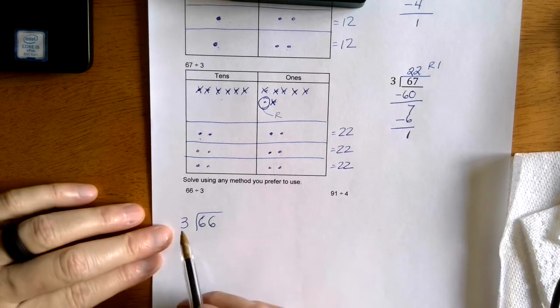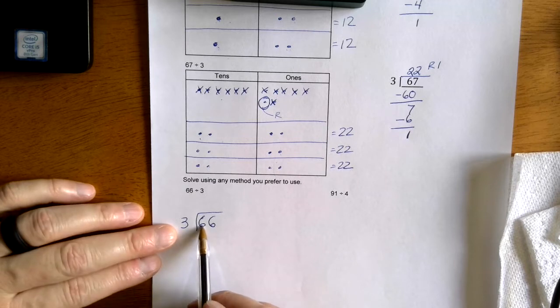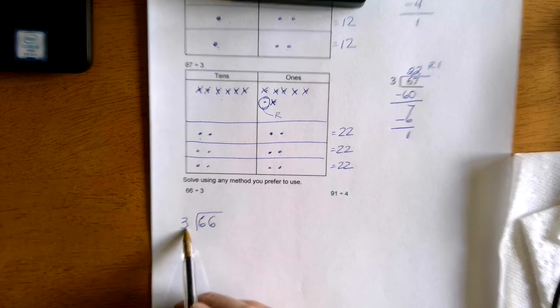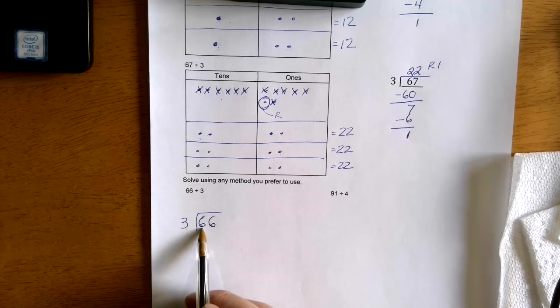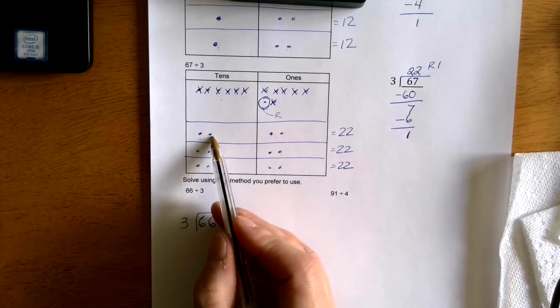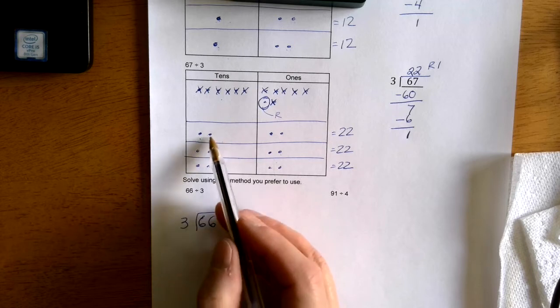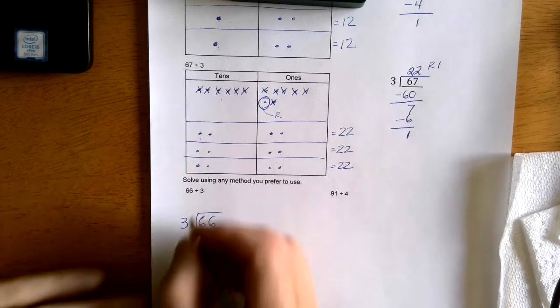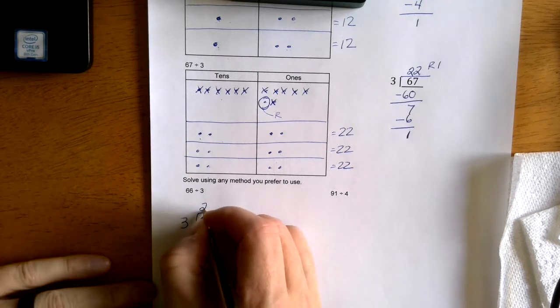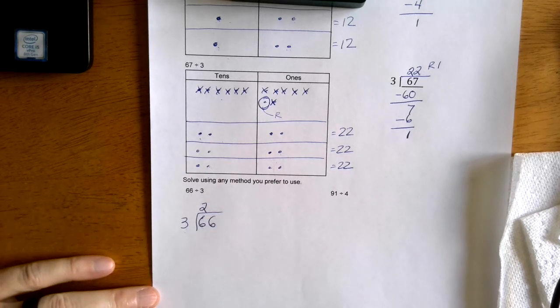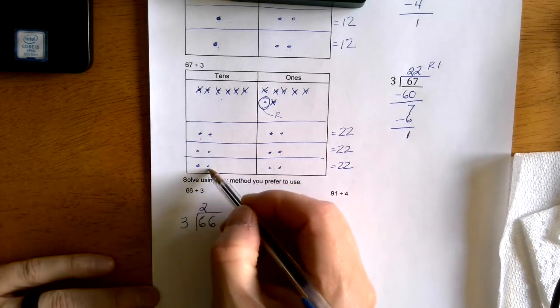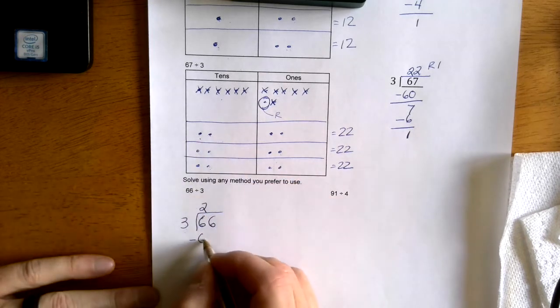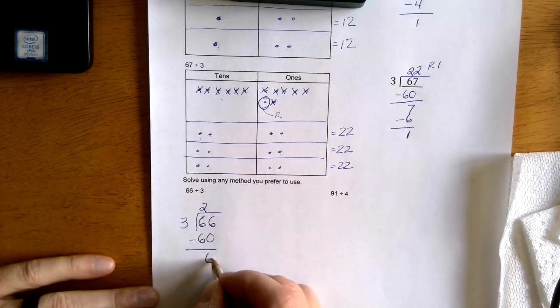Now, this is where we have to think. If I have 6 tens and I have 3 groups, how many tens go in each group? Well, think of the problem that I had above. There was 2 tens in each group. I had 3 groups, 67. So I can do 2 tens in each group. And if I count them, that's 2, 4, 6. 6 tens equals 60. So I have 6 remaining.